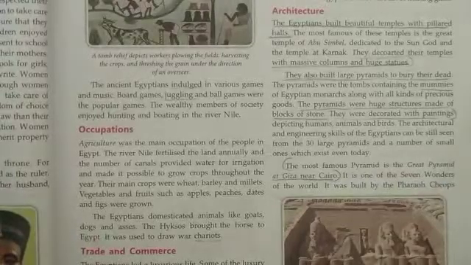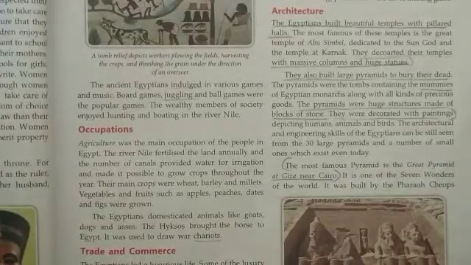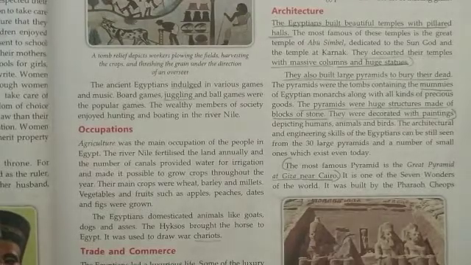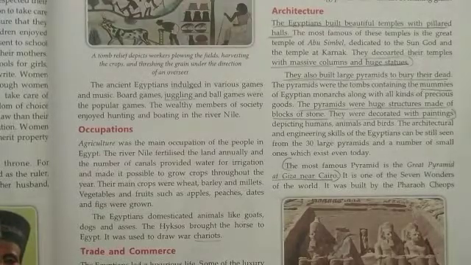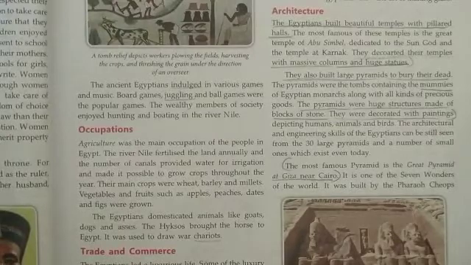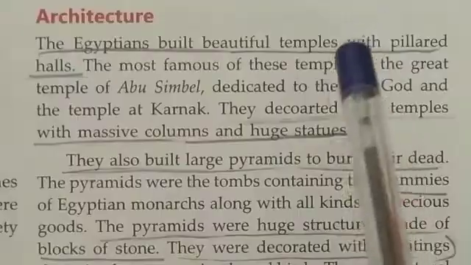Good morning, girls. In the last class, we talked about the occupations, trade, and arts and crafts of the ancient Egyptians. Today, we'll be discussing the architecture of the ancient Egyptian civilization.